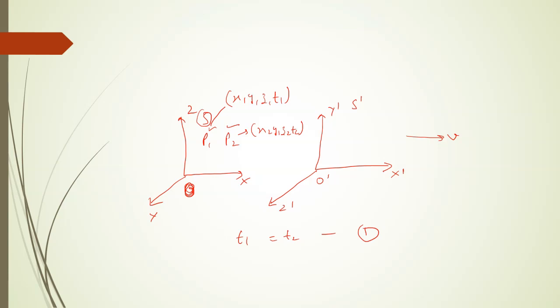Now the question arises: will these events be simultaneous from frame S dash? If there is an observer O dash in frame S dash, will these events be simultaneous from this frame also? Will t1 dash equal t2 dash or not? This we have to prove under the concept of relativity. Now let us start this discussion.